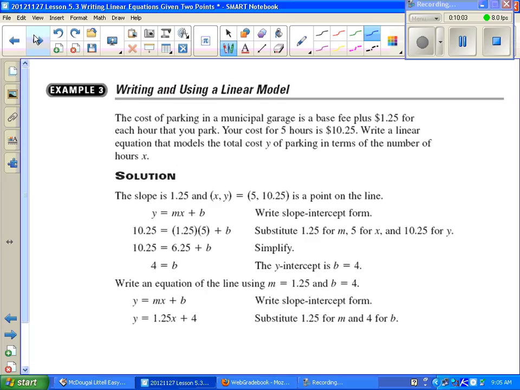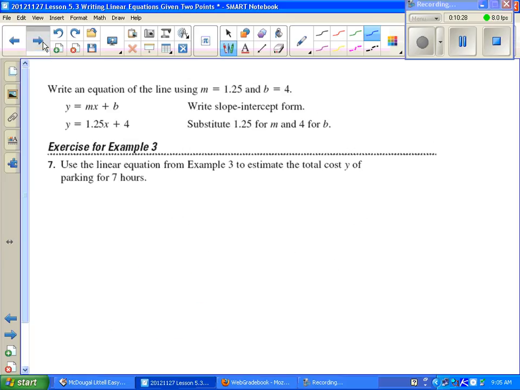So y equals mx plus b. You just plug in those values in order to find what b is, or what your y-intercept is. That's going to give you how much the flat fee is to park. You find out that your flat fee is in fact $4. So you have to pay $4 plus $1.25 per hour. So your equation winds up being y equals $1.25, that's your slope, times x plus 4. For number 7, it says write an equation. It still comes out to be the same, y equals 1.25x plus 4.